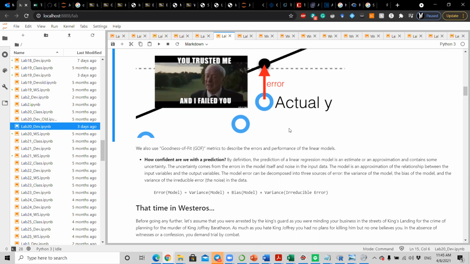So, here's the thing. When you run the model and you get a goodness of fit metric, that is part of the story. The error of your model comes from these three elements. Variance, coming from the model. Bias, coming from the model. And then another kind of variance that comes from errors that are beyond your control.